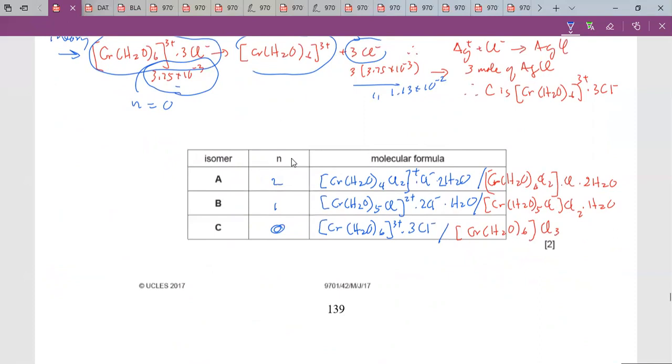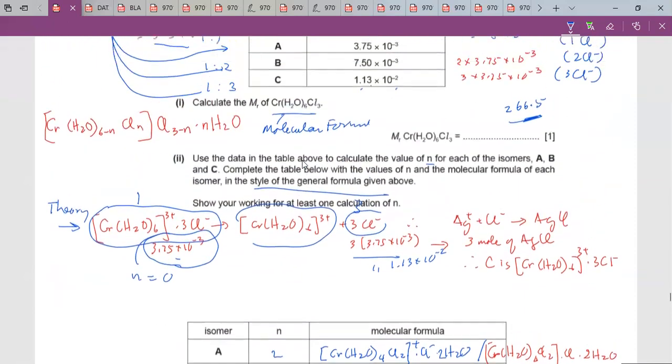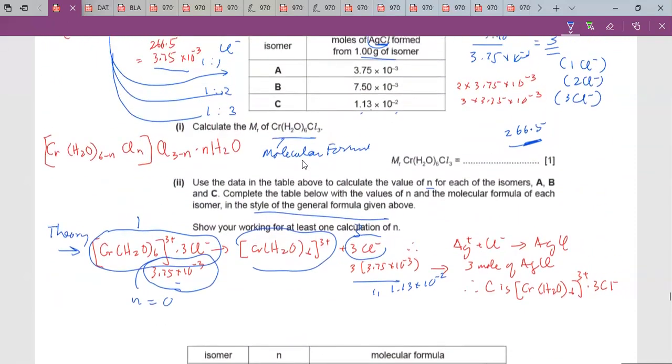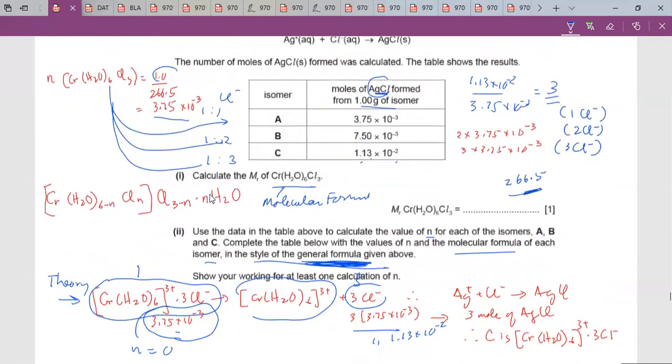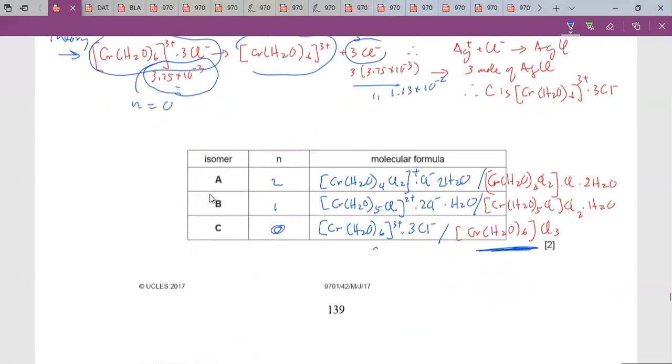Now, see, I wrote this down here. They want it in this form. Why? Because they tell you so, in the style of the general formula for the molecular formula of each isomer. So read the question carefully: the general formula given above. See now, what's the general formula? So put the 3 Cl down here as Cl3, not 3 Cl minus, which means this is the answer here. This is the molecular formula.